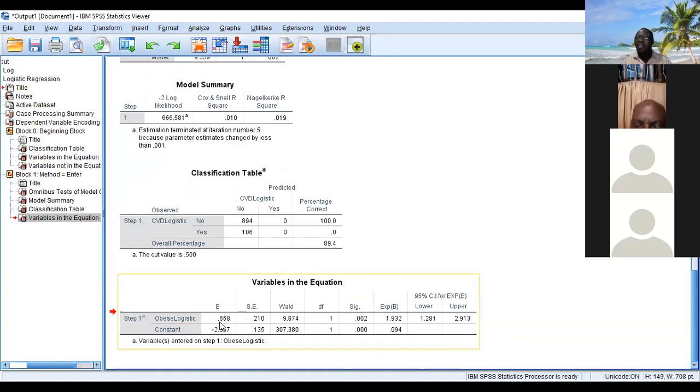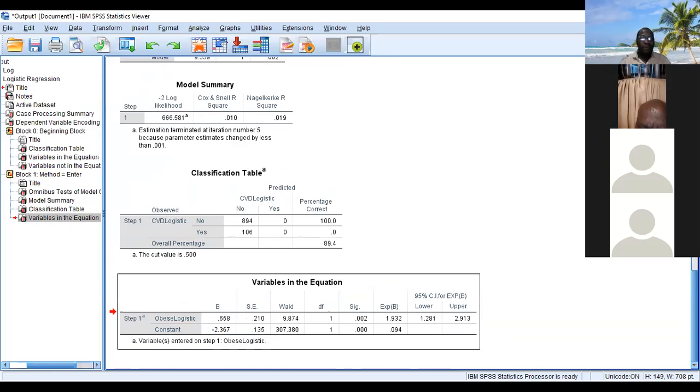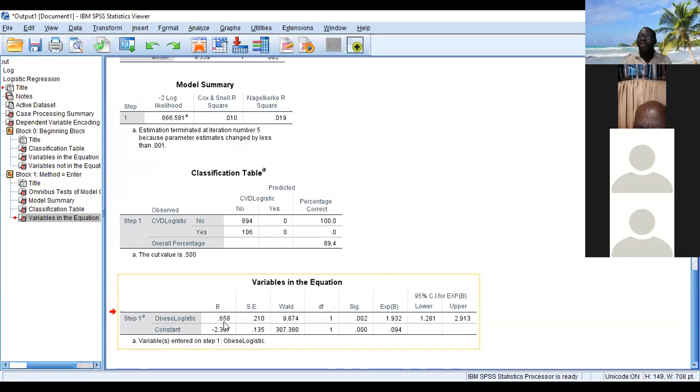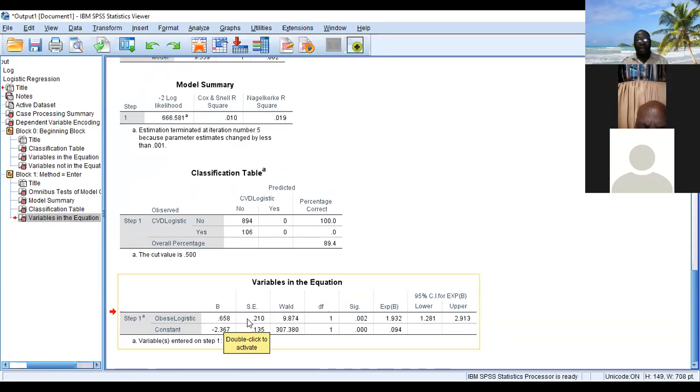Look at beta 0, the constant, minus 2.367. That is what we calculated in that place also. And the beta 1, which is for obesity, obesity is yes, is 0.658. Same thing we calculated. Now, if you look at the odds ratio, look at the odds ratio, 1.932. So that is it, interpreting it.